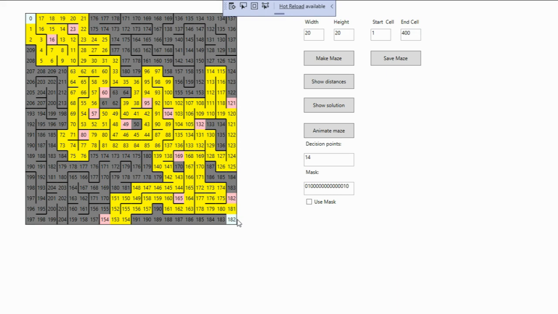Now, how do you work out where a decision point is in a maze? It's actually really simple. It's just a square that has three connections, that's connected to three others. So if we look at this square here containing 181, then you can go left, you can go up, and you can go down. Whereas all the other squares that are just in yellow, you have two connections. Here you can go up and down.